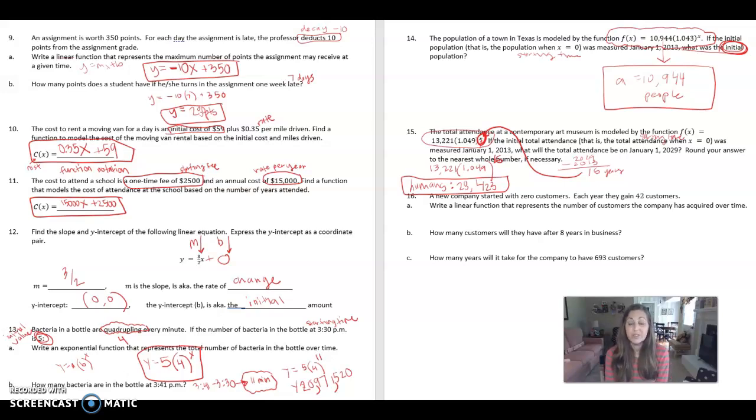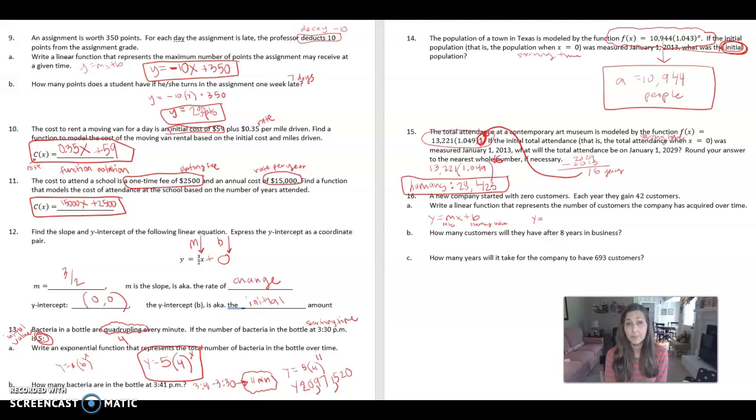A new company started with 0 customers. Every year they gain 42 customers. Write a linear function. Okay, so we know we're dealing with y equals mx plus b. We know that m is our rate, and we know that b is our initial or starting value, also known as your y-intercept. M is your slope, so m is the rate.